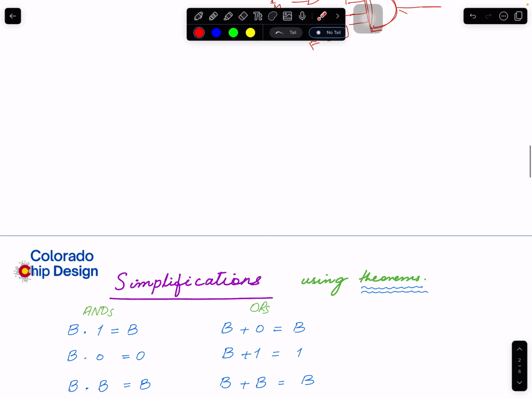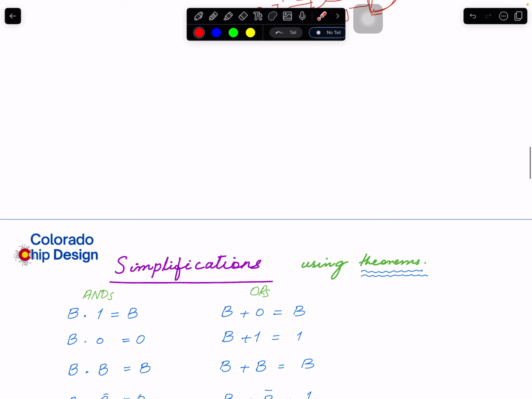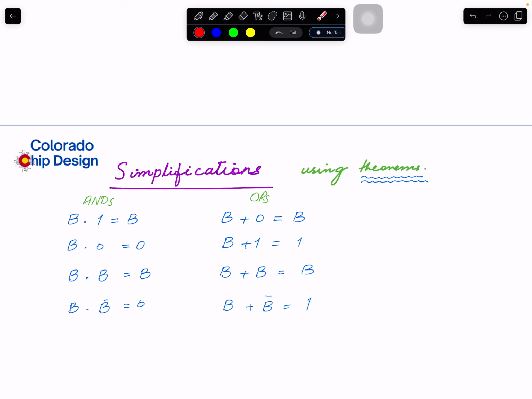Okay, simplifications. I told you in the previous video that I will present a couple of topics on that. There, as I said, hardware, you want to make hardware simple. Simpler hardware generally means fewer devices, which means smaller area, which also means lower power.